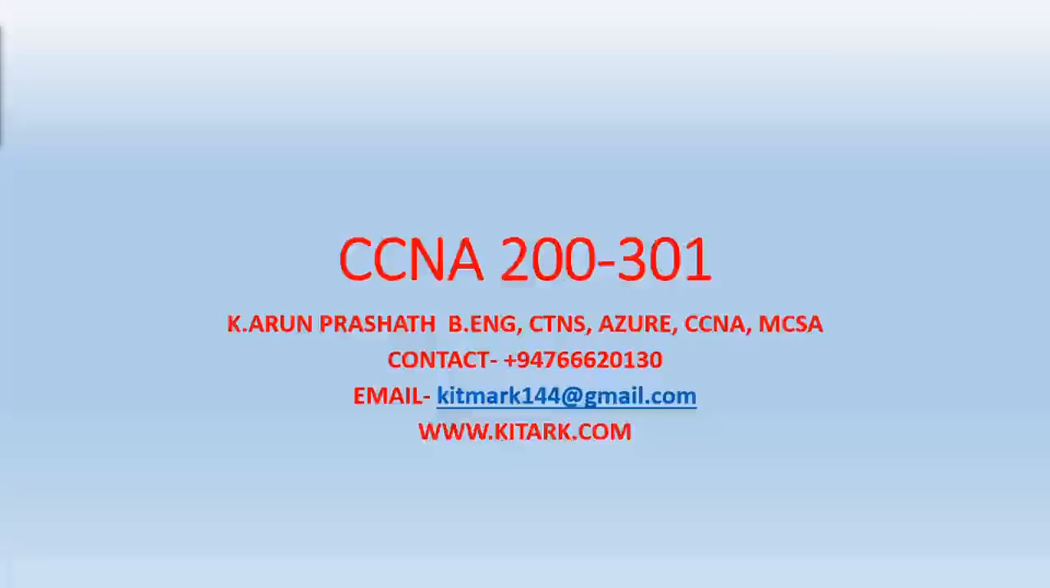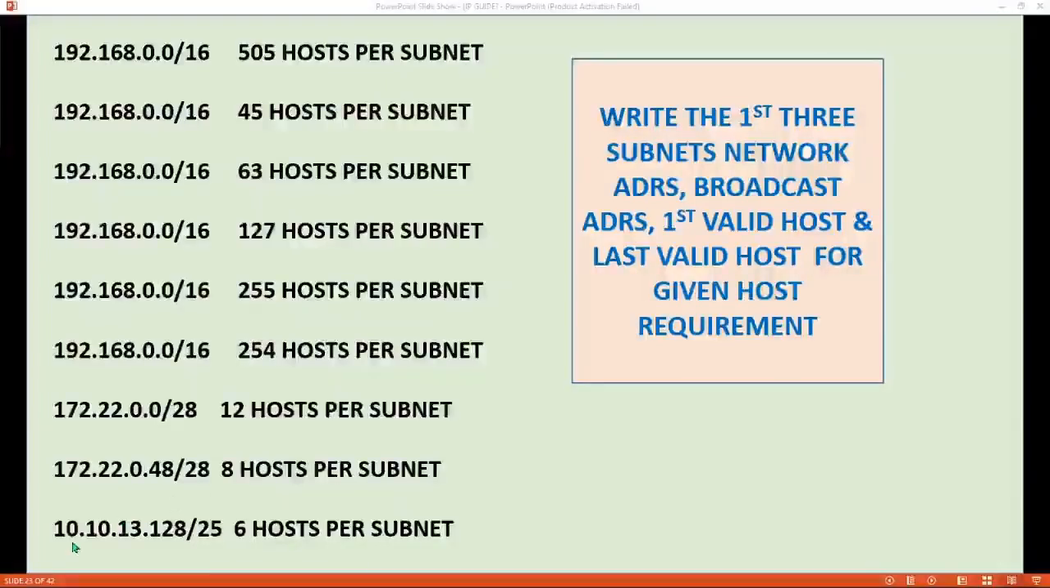And then for the last one, 10.10.13.128/25. Okay, 6 hosts per subnet. In each and every scenario, mainly you can go up to /30. Why? It's /30 because /30 means your network bits are 30, the remaining 2 bits, which means 2 to the power 2 equal 4 IP addresses.